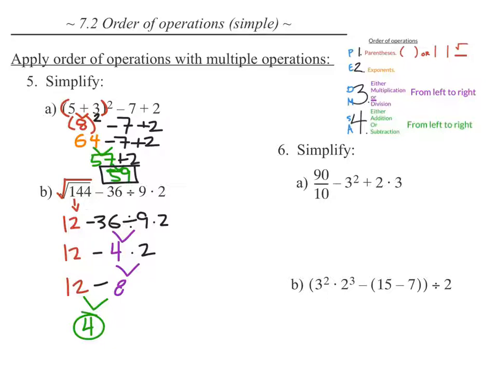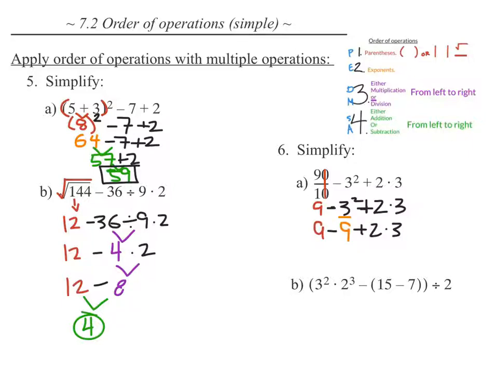Now on to number 6. If I saw this division problem, or the fraction line right there, I'd just cross out the zeros. 9 divided by 1 is 9. So now I have 9 minus 3 to the power of 2 plus 2 times 3. And yes, we do have the exponent. 3 to the power of 2 is 9.